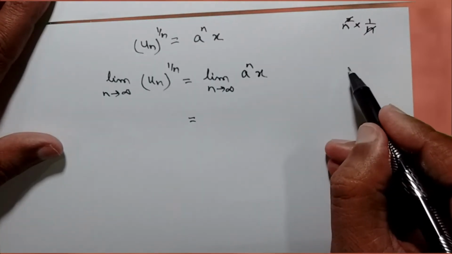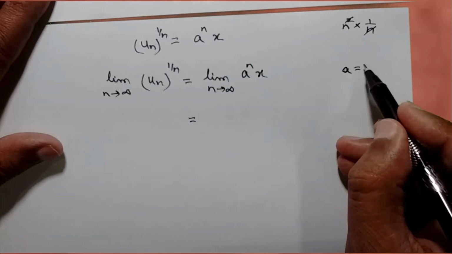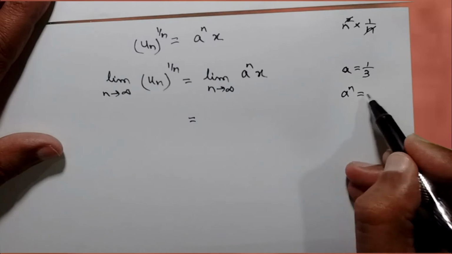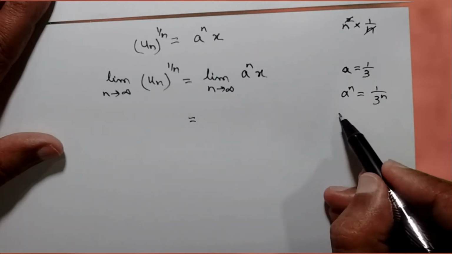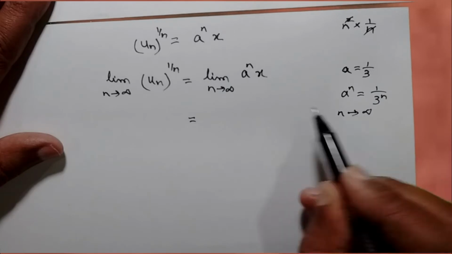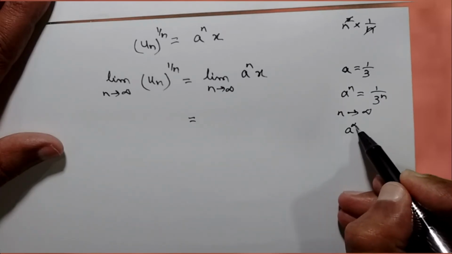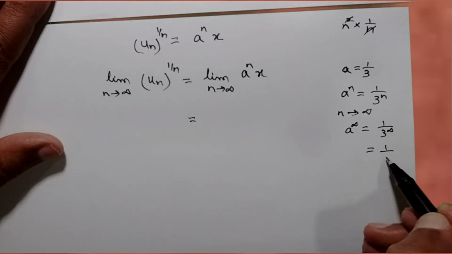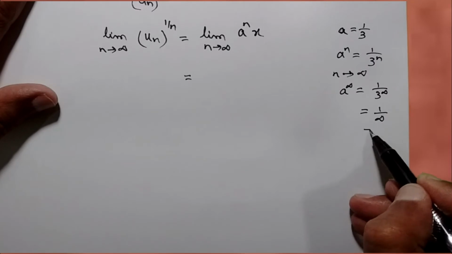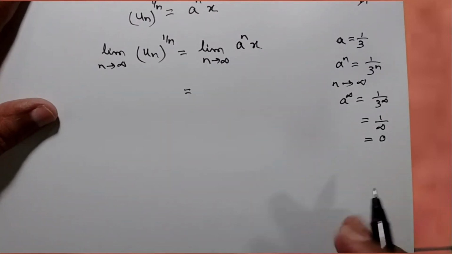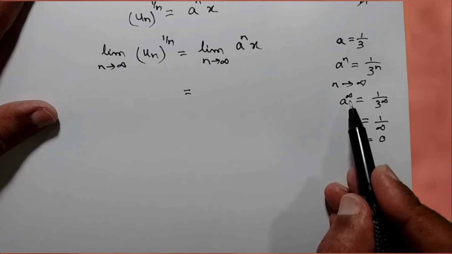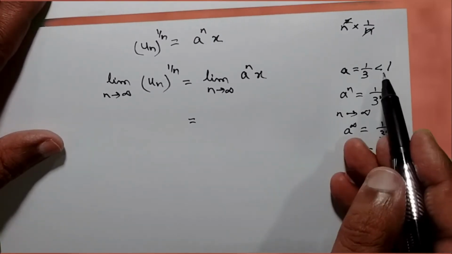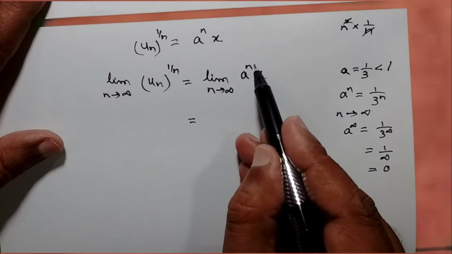For example, let us take this a value. Suppose I take this to be equal to 1 by 3. If I raise to the power of n, so 1 by 3 power of n. And suppose the value of n is tending to infinity. So a power of infinity is 1 by 3 power of infinity. So it is 1 by, anything to the power of infinity will be infinity itself. 1 by infinity will be what? 0. So this value a power of n will tend to 0 when the value of a is less than 1.